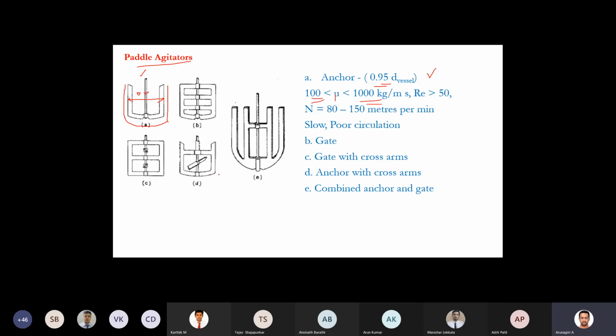So for highly viscous systems, we have to go for this type of paddle agitated system, because the peripheral speed, or you can say the rotational speed, is very small in these cases. Okay, so the rotation is very slow, it will just push the fluid. So we have high viscous fluids or high solid contents, so we will go for this type of agitation. Even for very large vessels or thickeners.